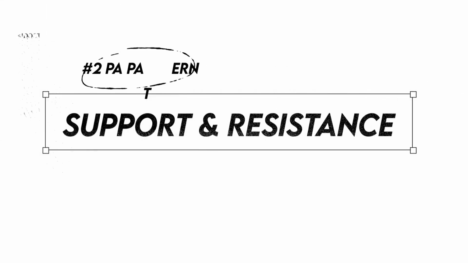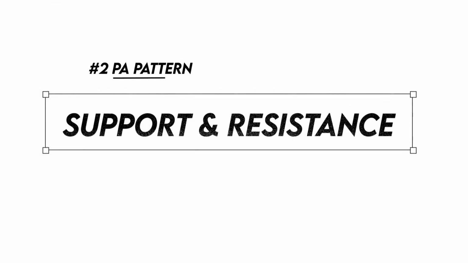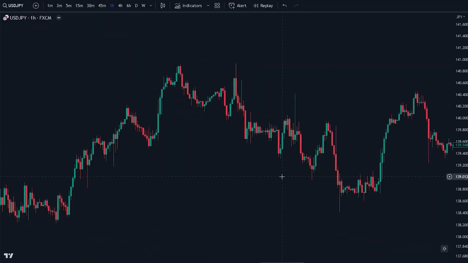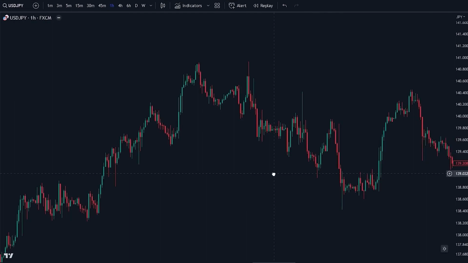The second price action concept we'll be looking at is support and resistance, which is one of the most important concepts to use in order to become a profitable trader. In order to help us identify these support and resistance levels, let's add an indicator to the chart.